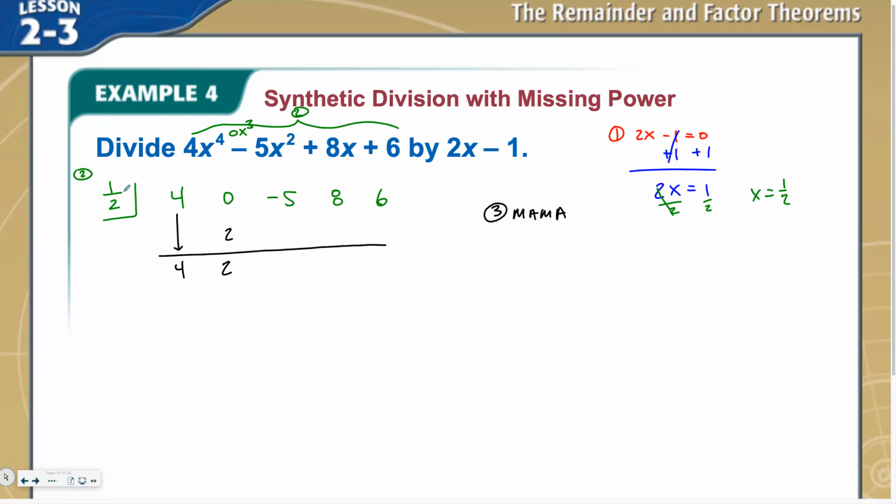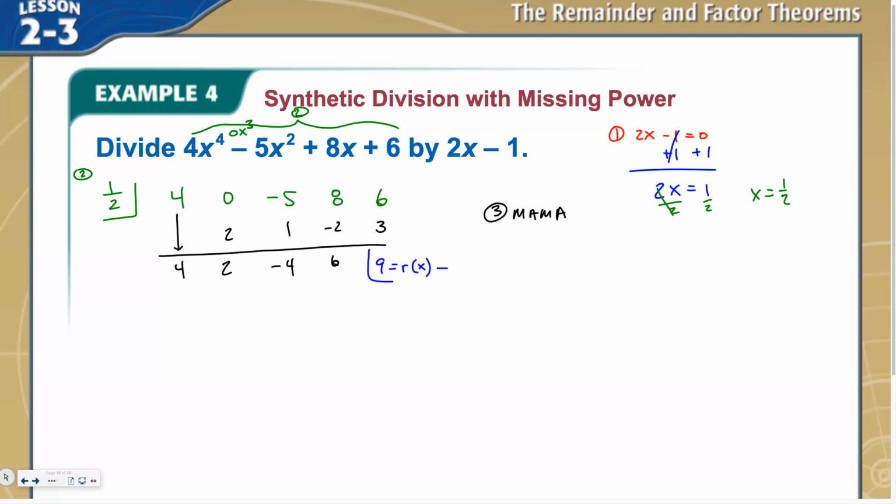Here, 2 times 1 is again going to be 2, but what's 2 divided by 2? 1. So -5 plus 1 is -4. -4 divided by 2 is -2. 8 minus 2 is 6. And then finally, 6 divided by 2 is 3. Add those together, what do we get? 9. Now that's the remainder, and the remainder never changes.